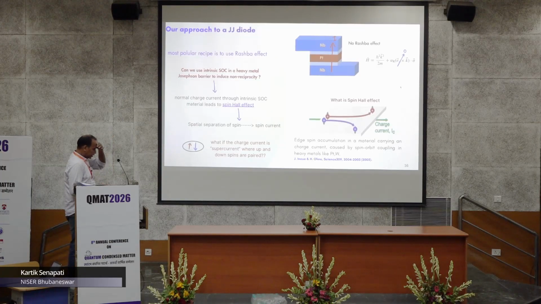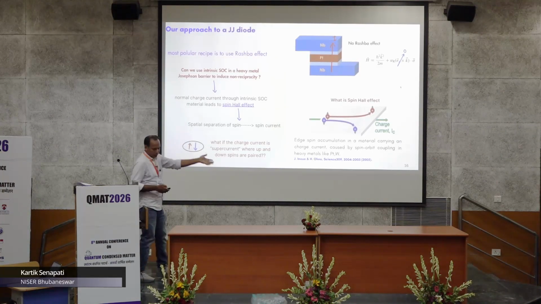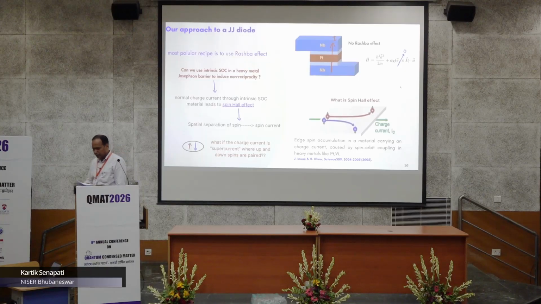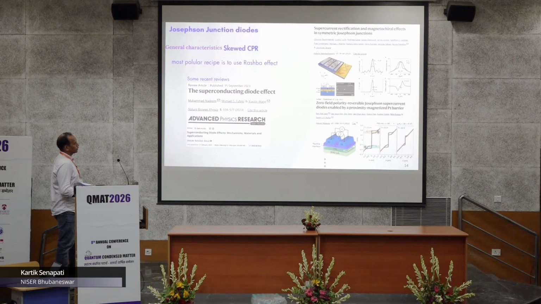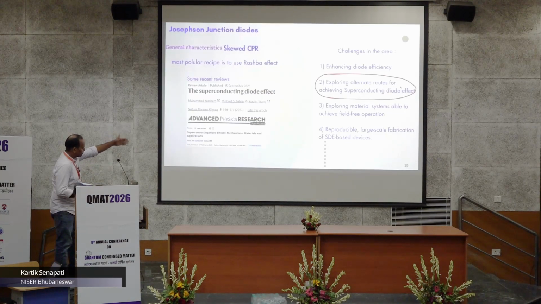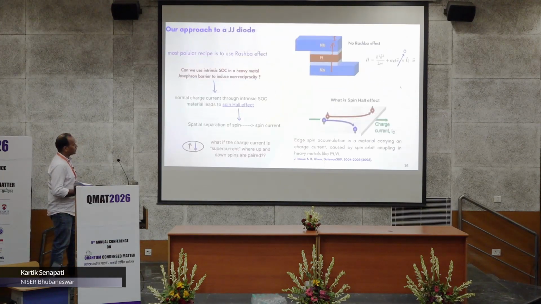So this is where my talk today, our work, is relevant. What is our approach towards getting a non-reciprocal Josephson effect? Most people use this Rashba interface in planar geometry, for example here. I skipped this slide, but some reviews have come out, so people can get more information about those effects.